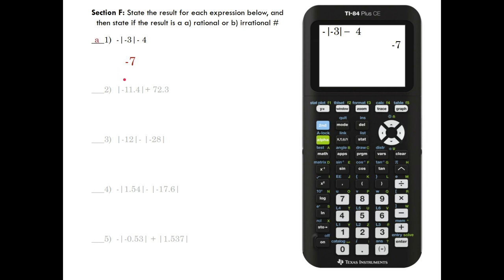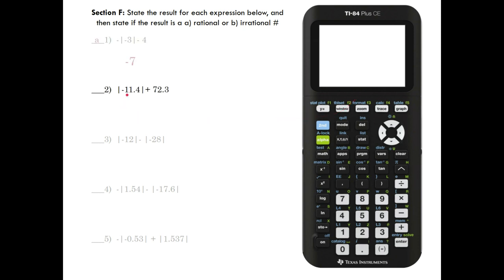Negative 7 is a rational number, so therefore it's A. Again, irrational numbers have numbers after the decimal point that go on and on and on forever in a non-repeating pattern. And the calculator doesn't show you all the numbers, but if you have like 8 or 9, a lot of digits, that means it's irrational. Rational is basically everything else.